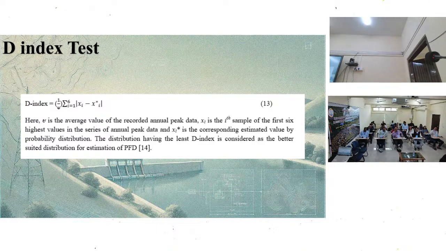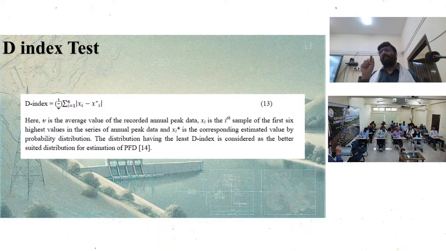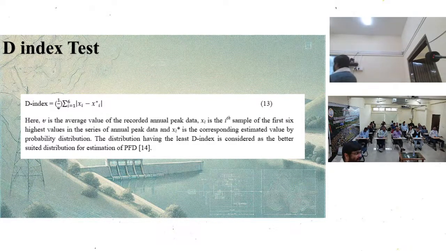In that case, whatever the 6 maximum values you have in your data set, you choose those, and xi becomes that. Then xi star is the corresponding value that you calculate by the log Pearson method or Gumbel method. What is the return period of that flood value? It is 25 years, 50 years, 100 years, whatever you are using. What is the corresponding value for that particular return period?